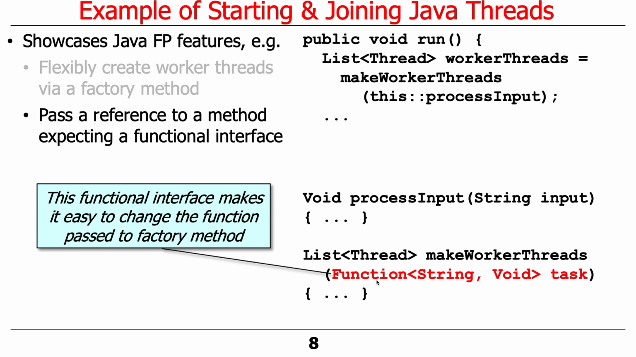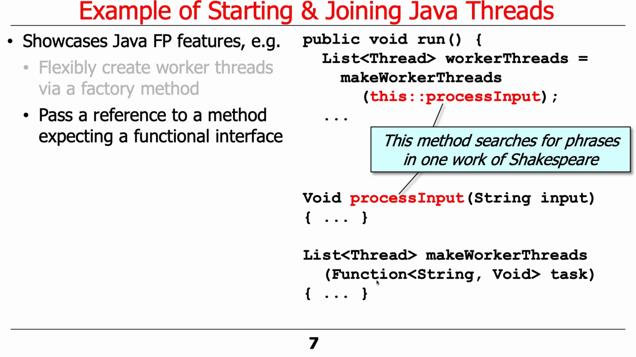What this allows us to do is reuse this make worker threads factory method, but change what tasks the threads this method creates by simply passing in a different parameter, which is a function. And this particular function maps strings to void, and you'll see why it does that in a second. All right, so the first key point to recognize here is that we're using functional interface function in order to parameterize what we pass in as the argument to the make worker threads factory method. And the whole point of that is just to be able to parameterize.